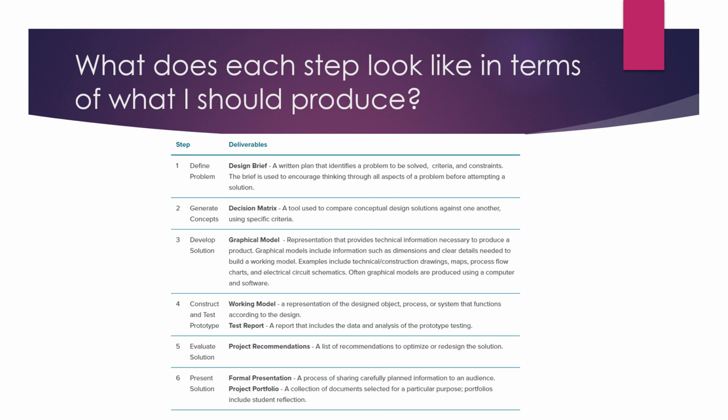So for step 1, defining the problem, the word here is the word deliverables. That refers to what you might have to deliver, okay? And it can change. So in step 1, you might need to deliver what's called a design brief, which is a written plan that identifies a problem to be solved, the criteria, constraints. The brief is used to encourage thinking through all aspects of the problem before attempting a solution. You have to know what you're trying to do before you will be able to successfully do it.